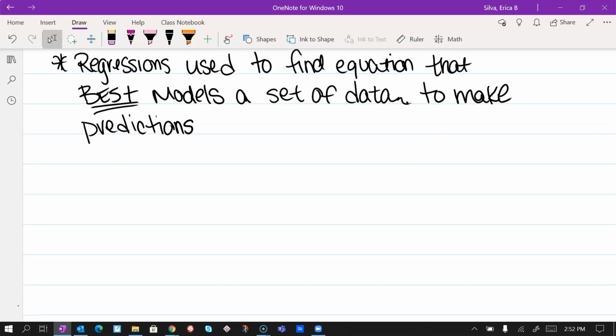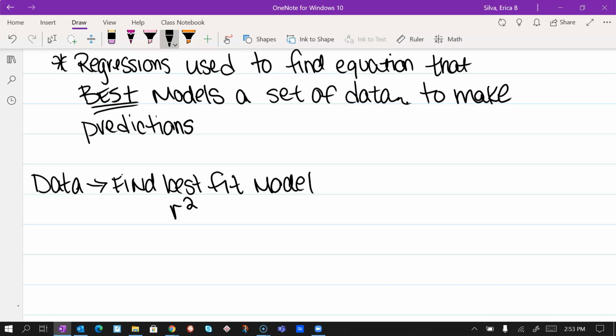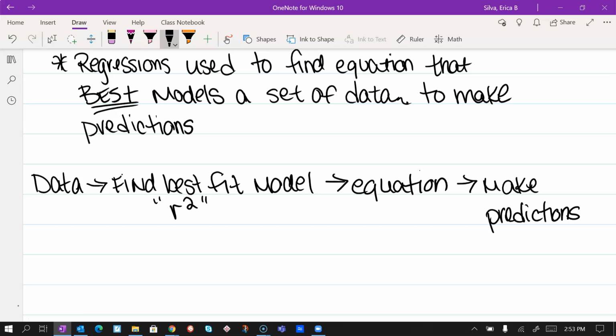All right, so we go from data, and from the data, we find the model that best fits the data, and this is where our R squared comes in, and we'll talk about R squared in a bit. Then after that, we're gonna get an equation, and after my equation, we make a prediction. And that's what we use data for, right? We gather data so we can make predictions on what can happen as well, without it actually happening yet.